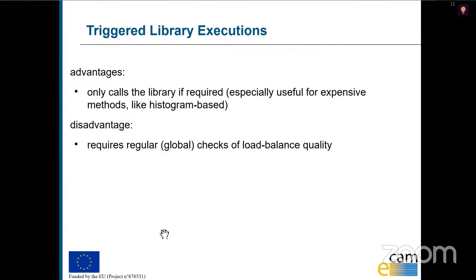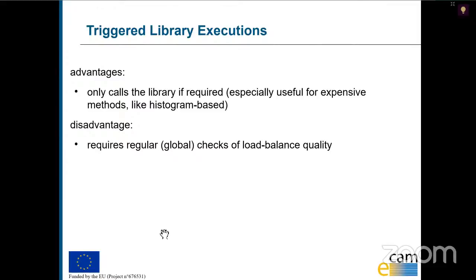On the other side, the advantage of the triggered library executions, as I call it, would be that you only call the library if it's really required, because the load balancing quality is worse than your predefined threshold. But this comes with the disadvantage that you need to check the quality of your load balance in regular steps. Meaning you have to perform this global check of the load balancing quality in regular intervals.